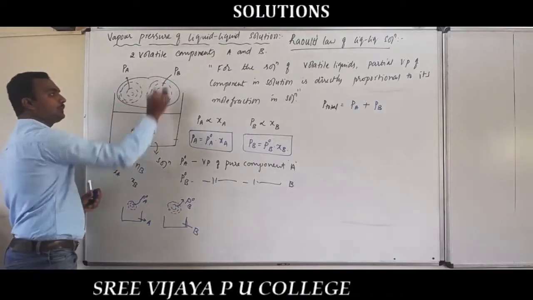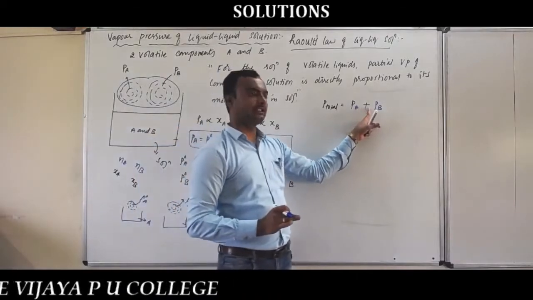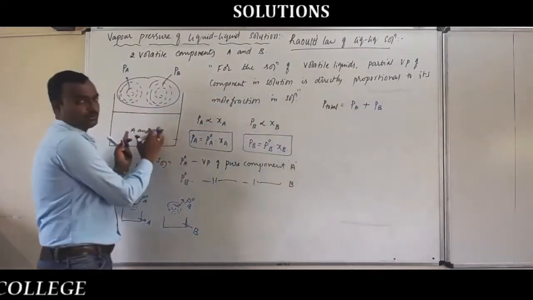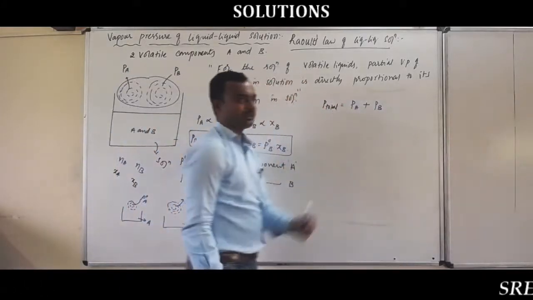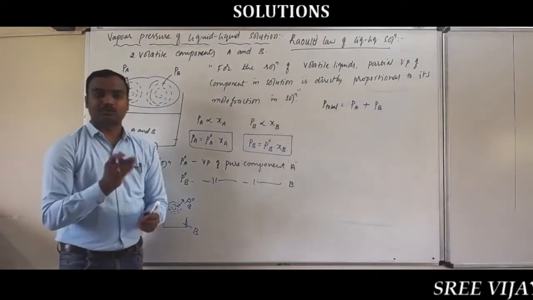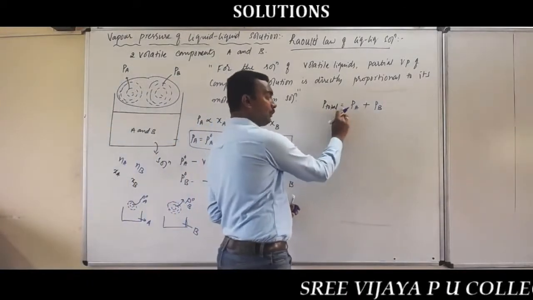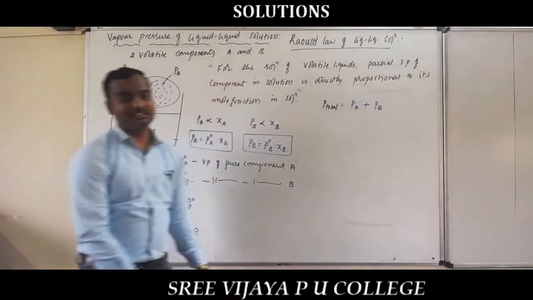How much vapor pressure is created over the solution, how do we calculate it? Just by adding the partial vapor pressures of all the components which are coming from the solution. Therefore P total is equal to PA plus PB, that is called Dalton's law. So what does Dalton say? The total pressure over the solution is equal to the sum of the partial vapor pressures of all the components in the solution.